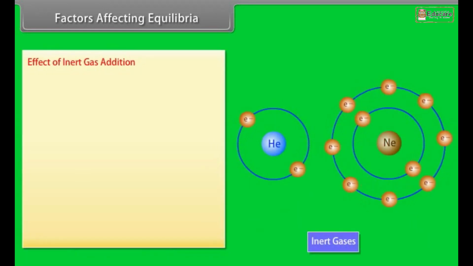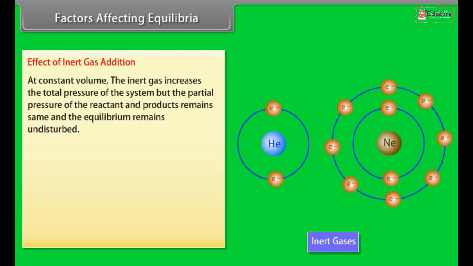Effect of inert gas addition. At constant volume, the inert gas increases the total pressure of the system, but the partial pressure of the reactant and product remains same and the equilibrium remains undisturbed.